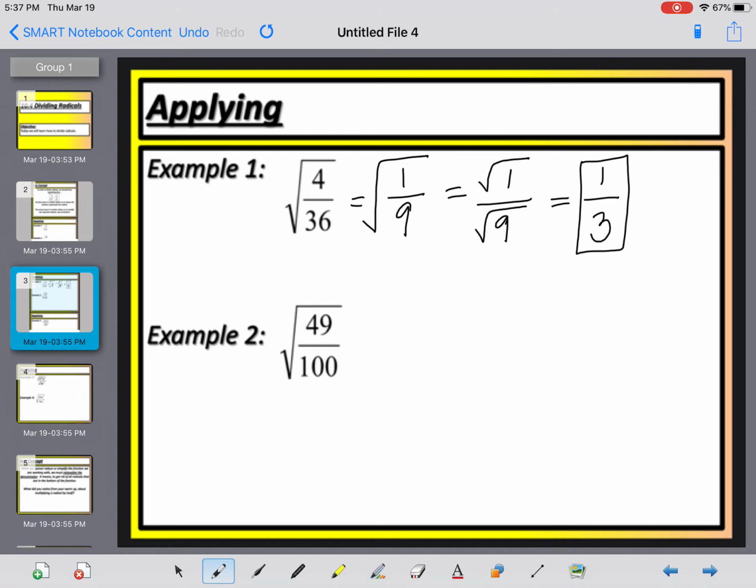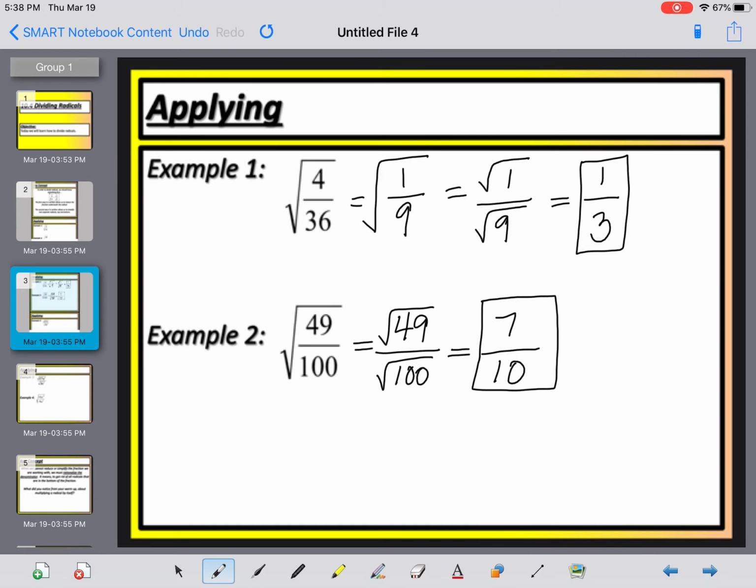Now in example 2, I have 49/100 all underneath the same square root, but 49 and 100 are not going to reduce. So in this case, it's more beneficial to square root the top and square root the bottom separately, because I notice now, 49 and 100 are both perfect squares. So I could square root those separately. I could have 7/10 for my final answer.